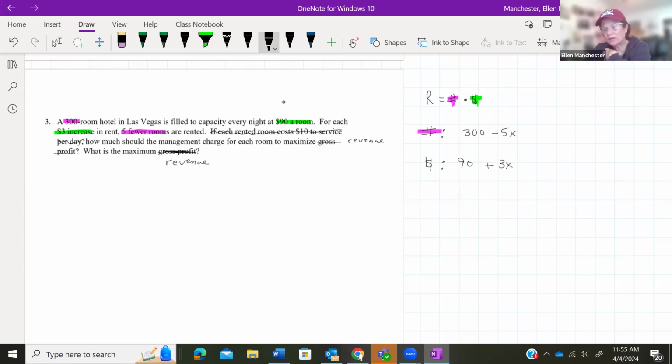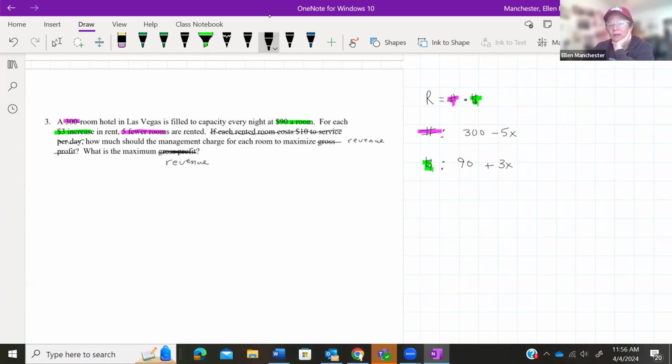So if I make a price change once, it's $3 more, so 93. If I make a price change twice, it's going to increase by $6. If I make a price change 3 times, it's going to increase $9. Okay, so every time I make a change, it's going to increase in intervals of 3. So there's our dollar one.